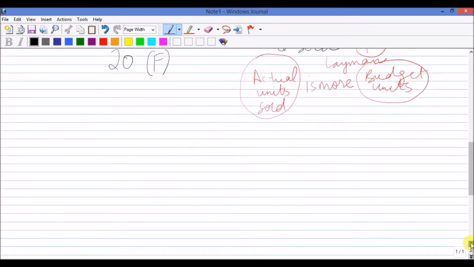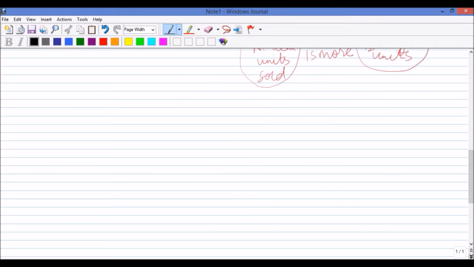Now I'm going deeper. So the volume variance is divided into two parts. Actually it is divided into three parts, but right now I'm not discussing the third part. So now the volume variance is divided into capacity variance, and then we have efficiency variance. So there are two parts, one is the capacity and one is the efficiency.